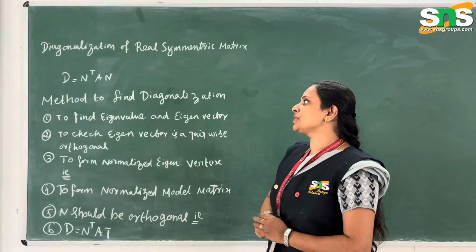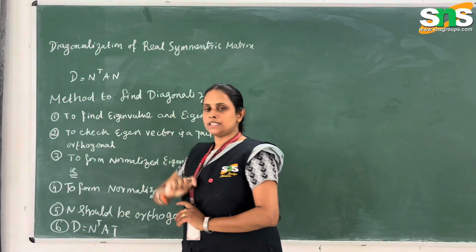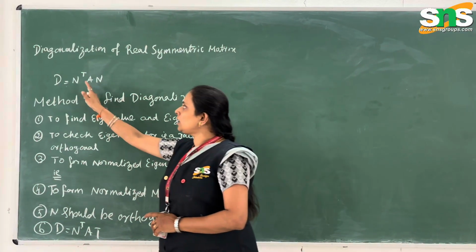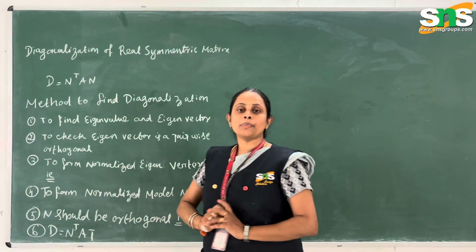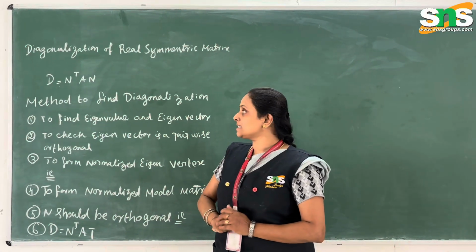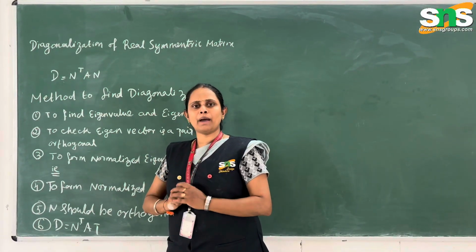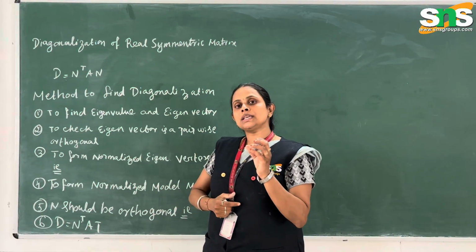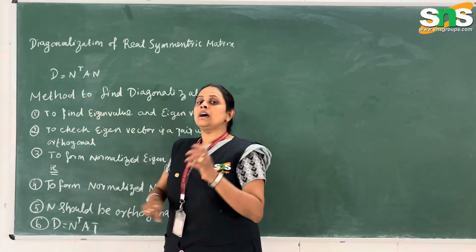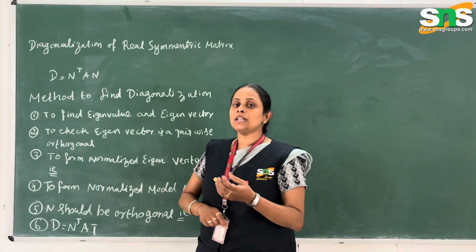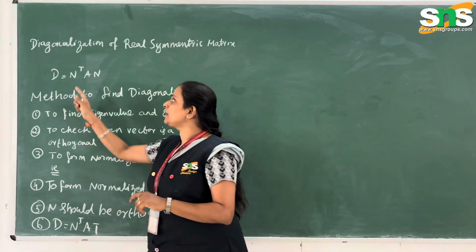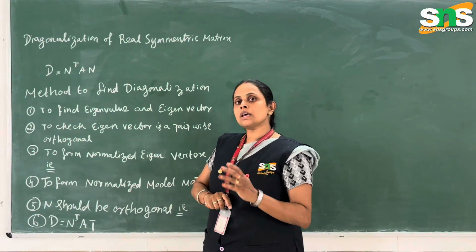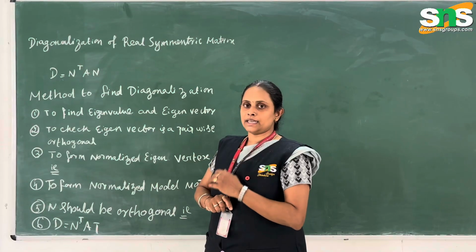The diagonalization formula is D equal to N transpose A N. Here, what is N and what is N transpose? N is a normalized modal matrix and A is a given matrix. In this given matrix we have to find the eigenvalues and eigenvectors. Using the eigenvectors we find the normalized modal vectors, and using these we find the normalized modal matrix, that is N. The process of finding N is the diagonalization.